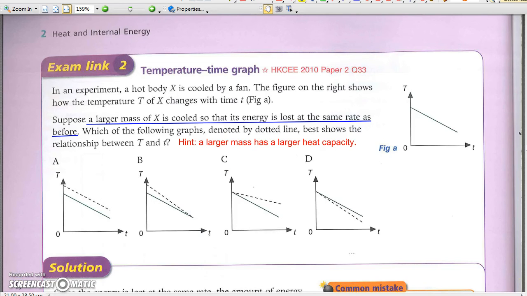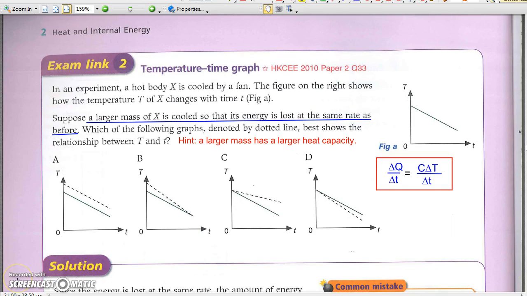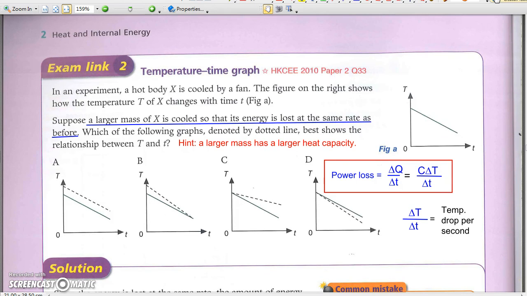Exam link 2. Temperature time graph. As heat is lost at the same rate, in other words, there is the same power loss, a larger mass has a larger heat capacity C. For the same heat loss per second, which is power loss, delta Q over delta t equals C delta T over delta t. So a larger heat capacity C results in a smaller delta T over delta t, which is the temperature drop per second. Do check point 4 below.